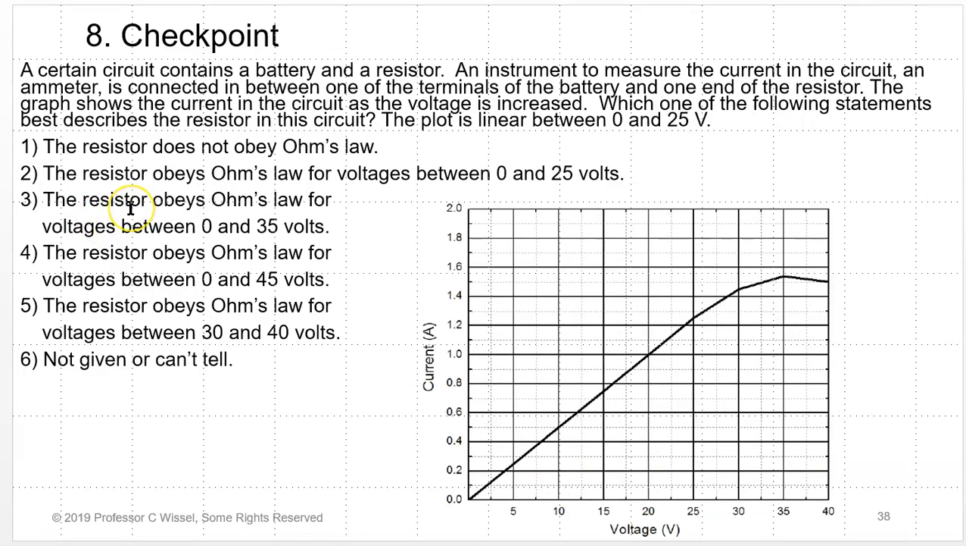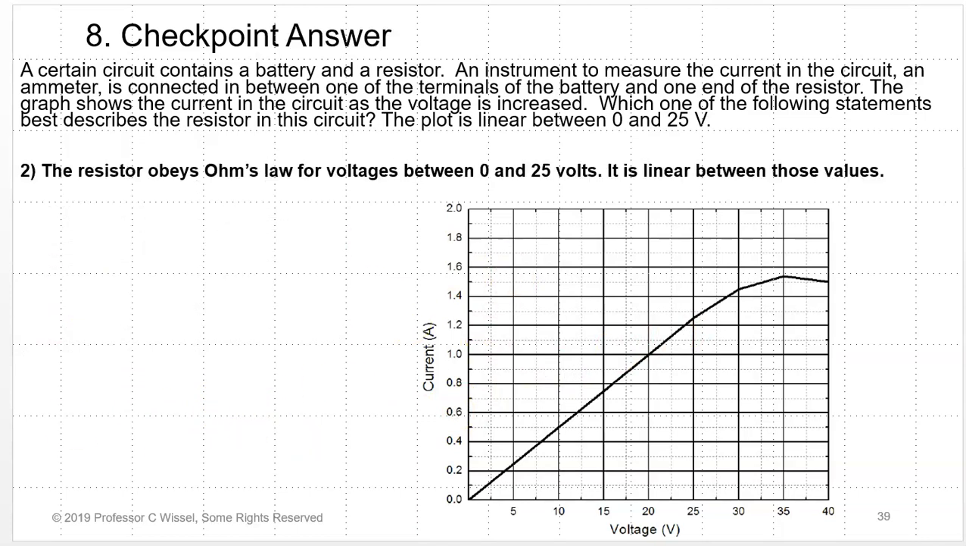Okay, a certain circuit contains a battery and a resistor. An instrument to measure the current in the circuit, an ammeter, is connected in between the terminals of the battery and one of the resistor. The graph shows the current in the circuit as the voltage is increased. Which one of the following statements best describes the resistor in the circuit? Notice that the plot is linear between 0 and 25 volts. Well, if the plot is linear, this is obeying Ohm's law. So it obeys Ohm's law between 0 and 25 volts. So that's the correct answer. Thank you.